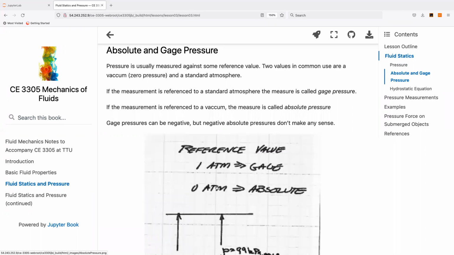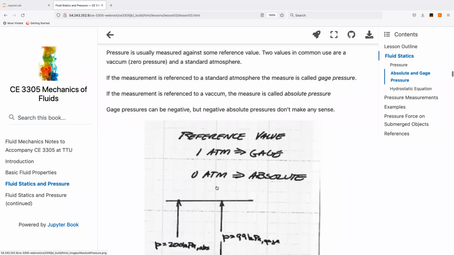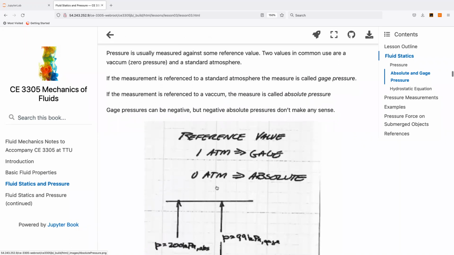So we express pressure in a couple of ways. One is absolute, the other one is gauge pressure. There's nothing particularly special about either of them. You would have to be aware in a particular problem case of which one's being reported, because it does kind of matter. So pressure is usually measured against a reference value. The two values in common use for measuring pressure are a vacuum, or a real vacuum, which is considered zero pressure. Now those are hard to find in this universe.